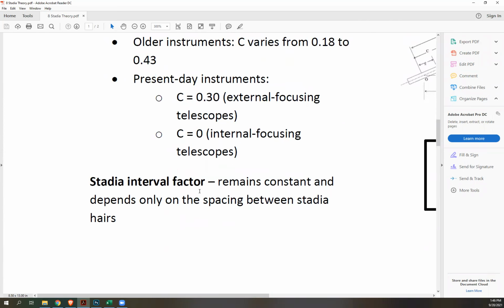Next, the Stadia interval factor remains constant and depends only on the spacing between Stadia hairs. Once again, this is another constant property of an instrument. Later on, I'll give you the equation for the Stadia interval factor.